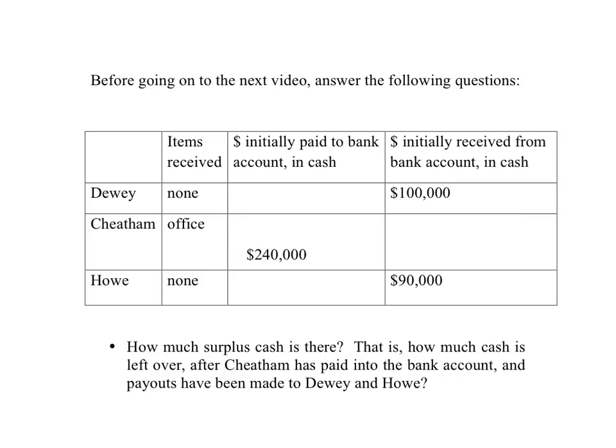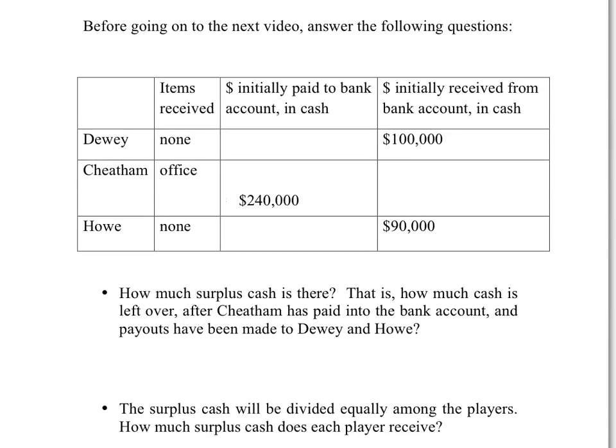Before going on to the next video, please answer the following questions. First, how much surplus cash is there? That is, how much cash is left over after Cheatham has paid into the bank account and payouts have been made to Dewey and Howe? The rule is that the surplus cash, however much there is, will be divided equally among the players. So, how much surplus cash will each player receive?